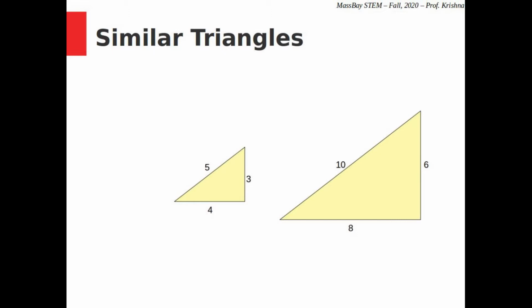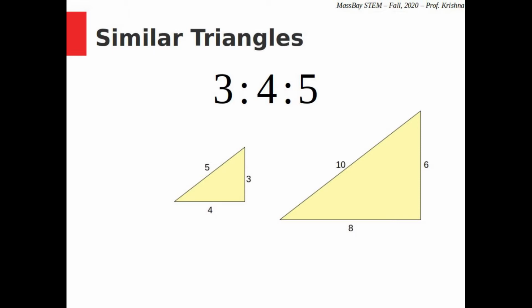The second triangle is also a right-angled triangle. It has side lengths of 6, 8, and 10. We immediately notice an interesting relationship between these triangles. Their side lengths are proportional. The side lengths of the triangle at right are all double the corresponding side lengths of the triangle at left. We can simplify the ratio of the sides to 3 to 4 to 5.